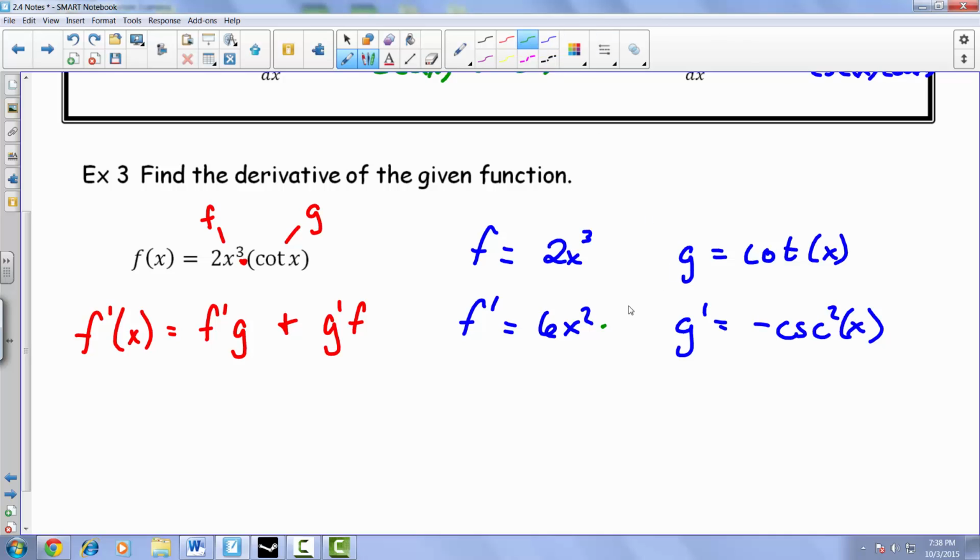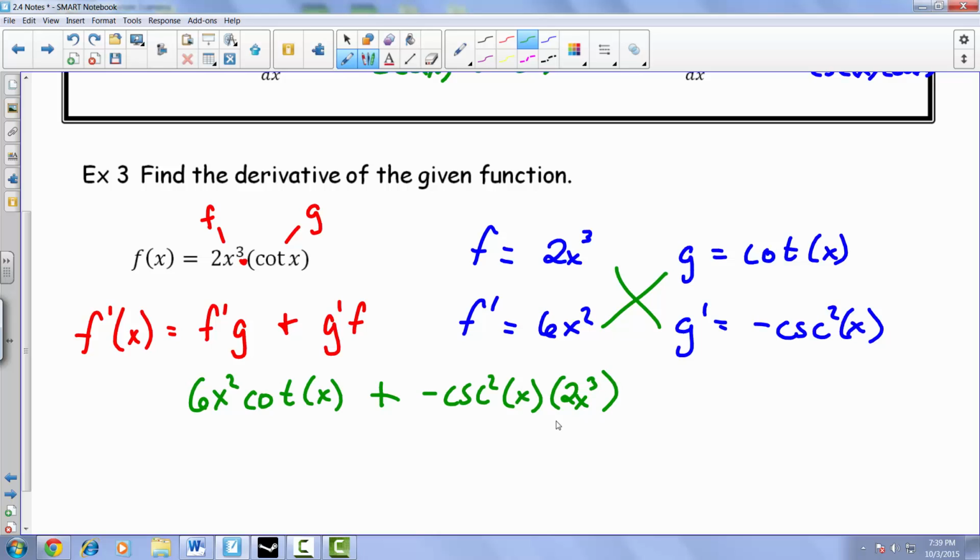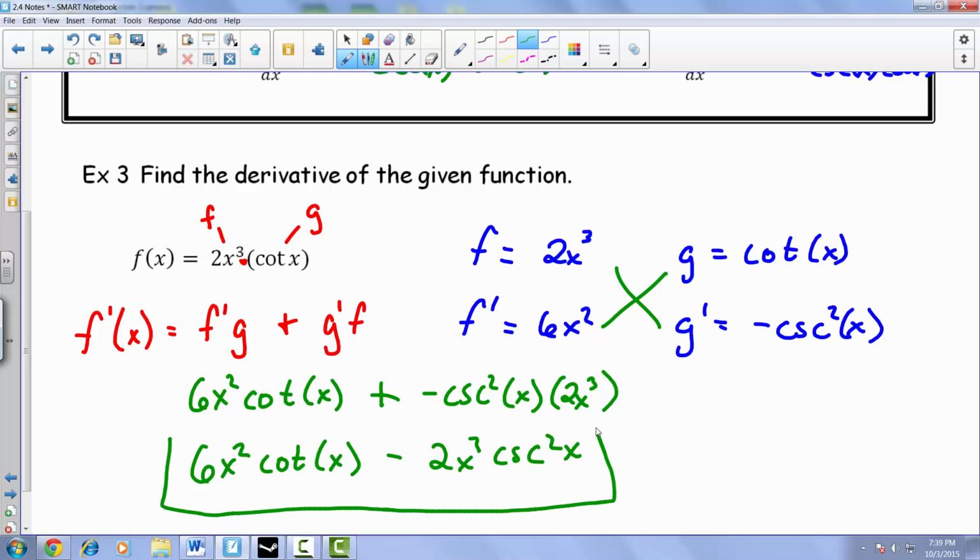Then we just go ahead and do our cross. So f prime is the 6x squared times the cotangent of x, which is our g, plus our g prime, that's negative cosecant squared of x, times our f, 2x cubed. Simplifying this a little bit, it comes out to be 6x squared cotangent of x minus 2x cubed cosecant squared of x. So pretty much just took this guy, threw him out in front. So this would become our derivative.